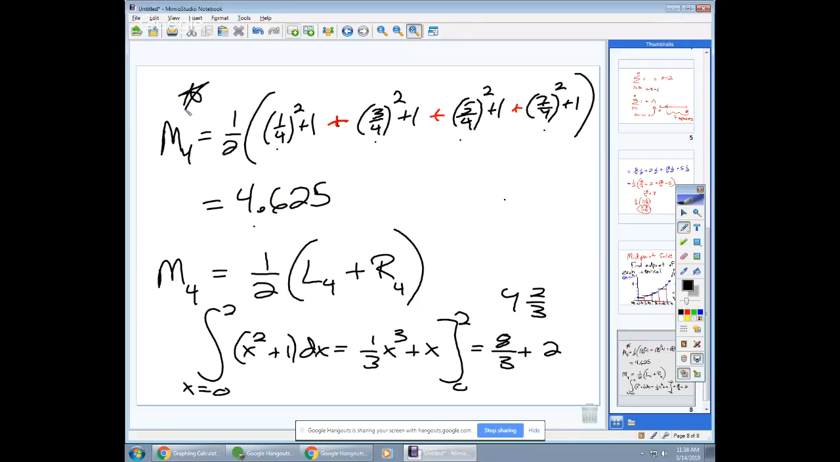So our first estimate was a definite overestimate, right? We were more than 1 over, which is a pretty large relative percentage. Here, we're not too bad. 4.625 versus 4.6666666. All right, so here's the trapezoidal rule instead.